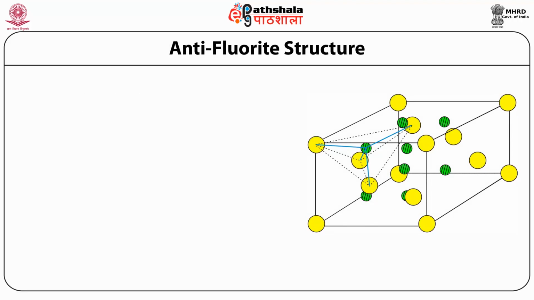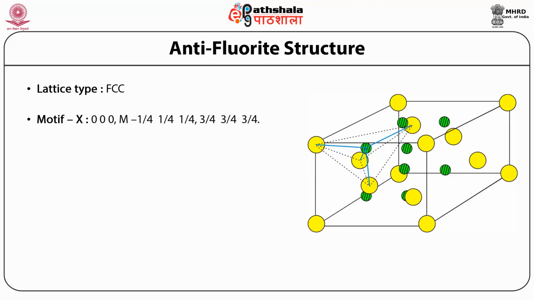Now let us discuss the antifluorite structures. The figure which is shown on the left hand side is the example of antifluorite structure where the lattice type is FCC. As discussed before, the motif X is at 000 and M is at 1 by 4, 1 by 4, 1 by 4 and 3 by 4, 3 by 4, 3 by 4.